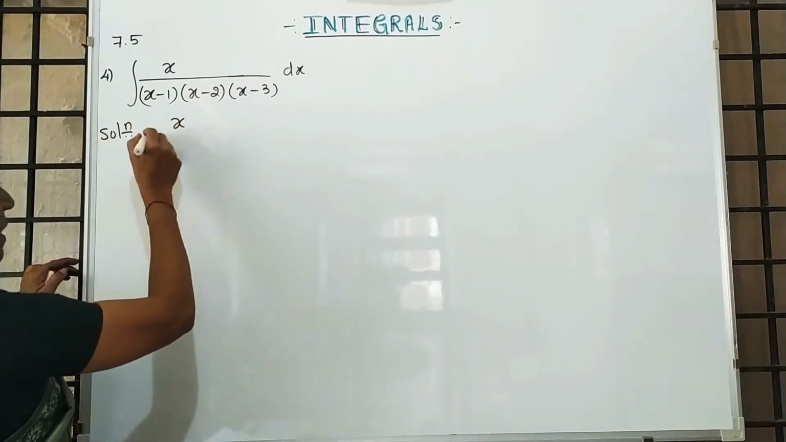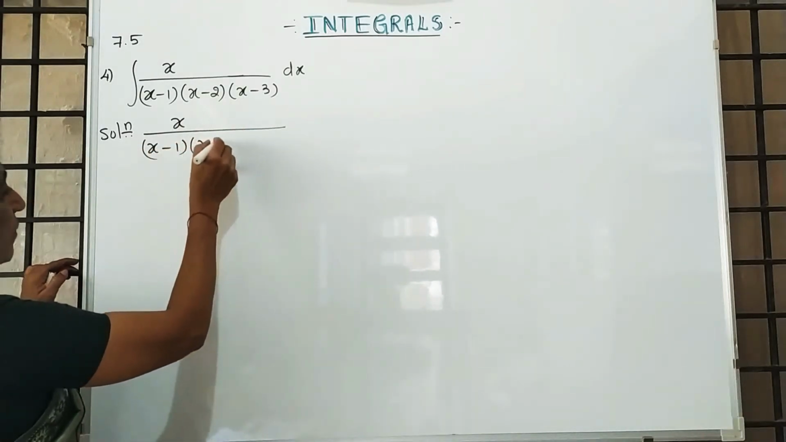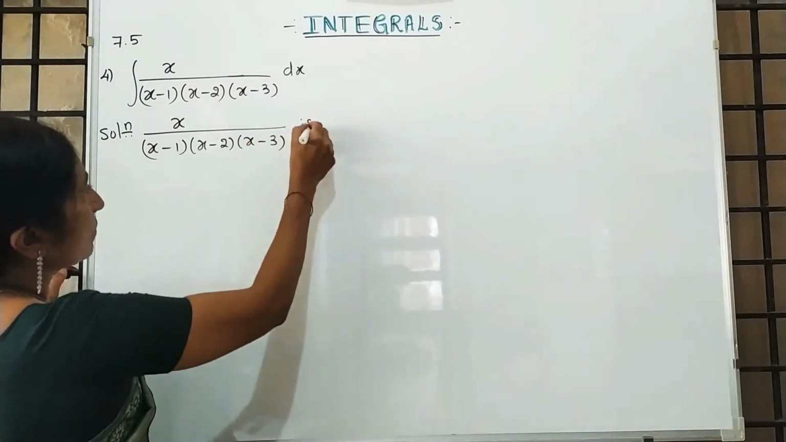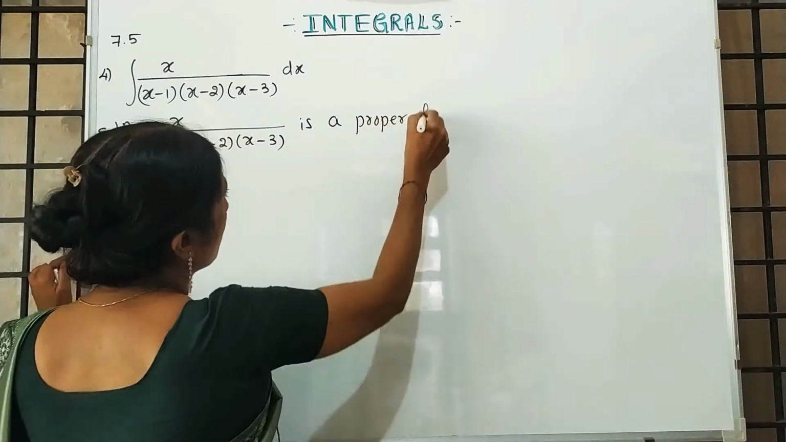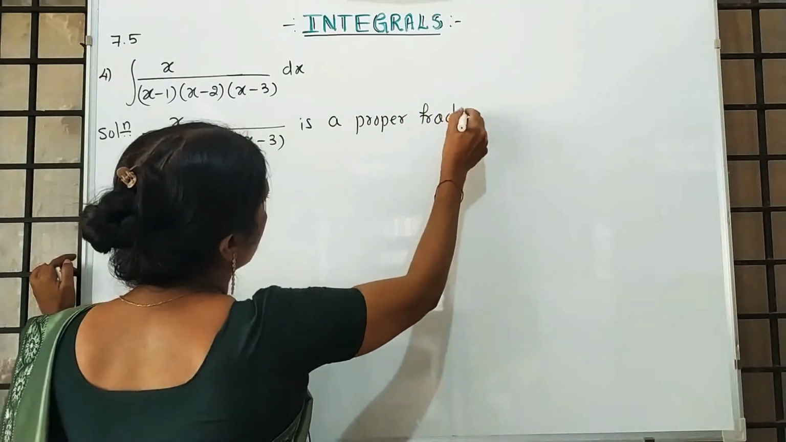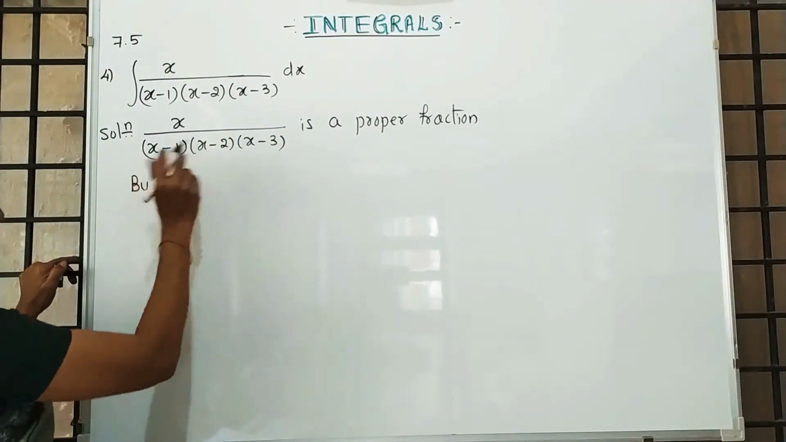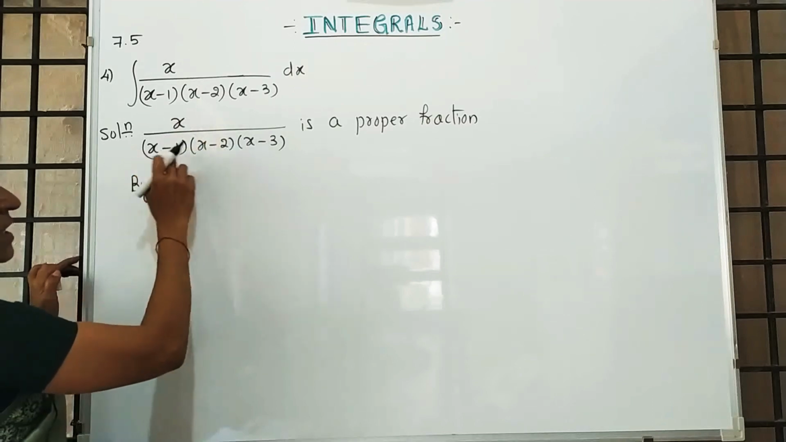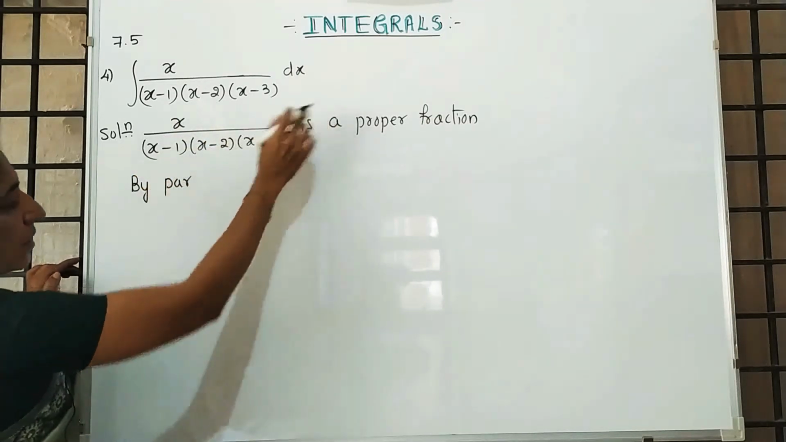First we have to identify whether the given fraction is proper or improper. It is a proper fraction. Next, by partial fraction. Why proper? Here the highest power of x in the numerator is 1. In the denominator it is 3. So, that is a proper fraction.